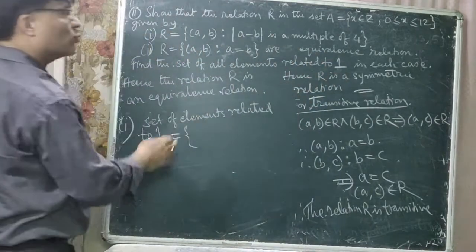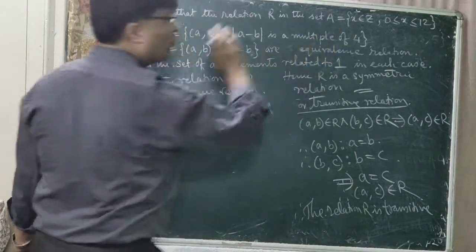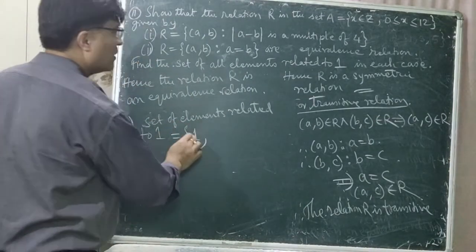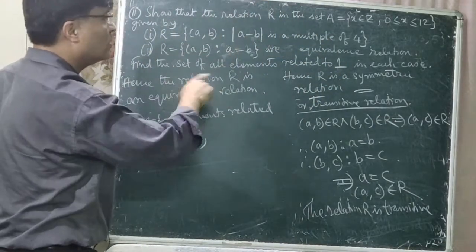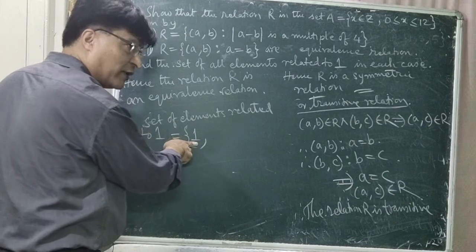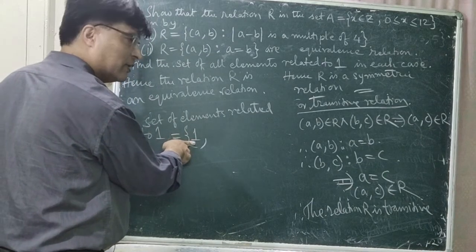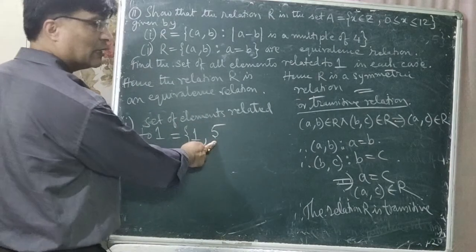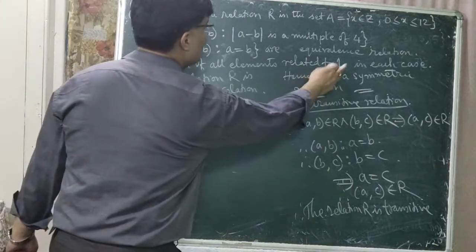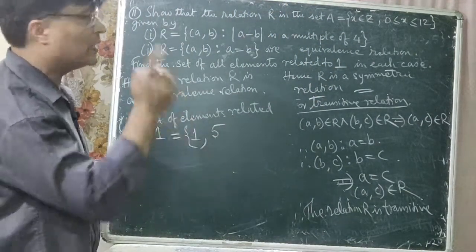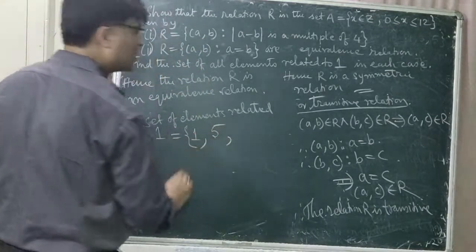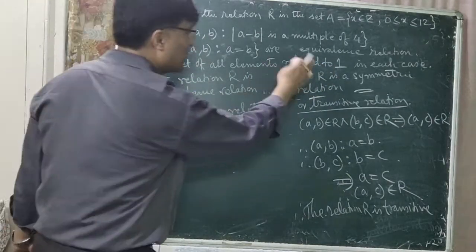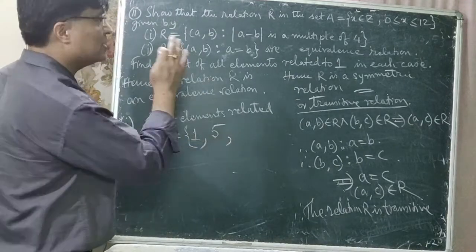Which are the numbers related to 1 such that the difference is a multiple of 4? That is 1 minus 1 is 0, and 0 is a multiple of 4. Then at 4 here, 4 plus 1 is 5. So 5 minus 1 is 4, that is a multiple of 4. Then comes 9. 9 minus 1 is 8, or 1 minus 9 is 8. That is a multiple of 4.